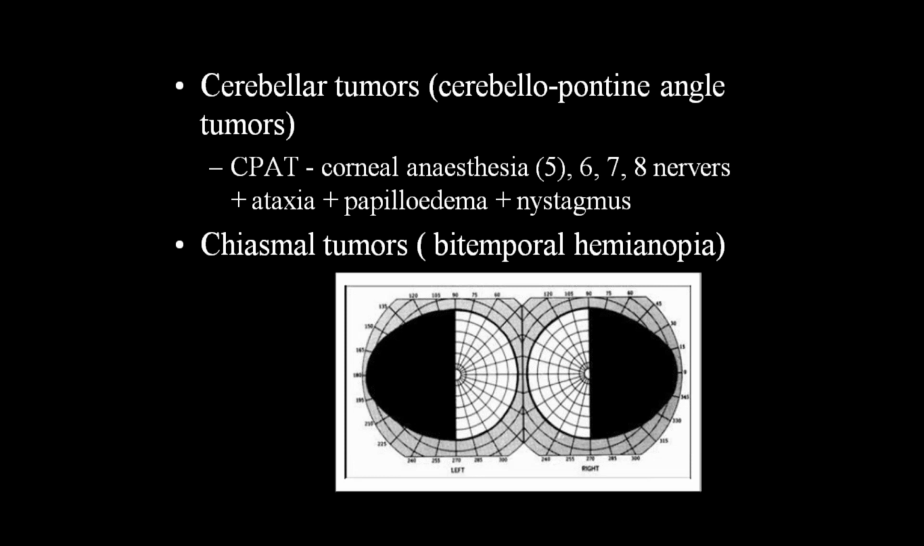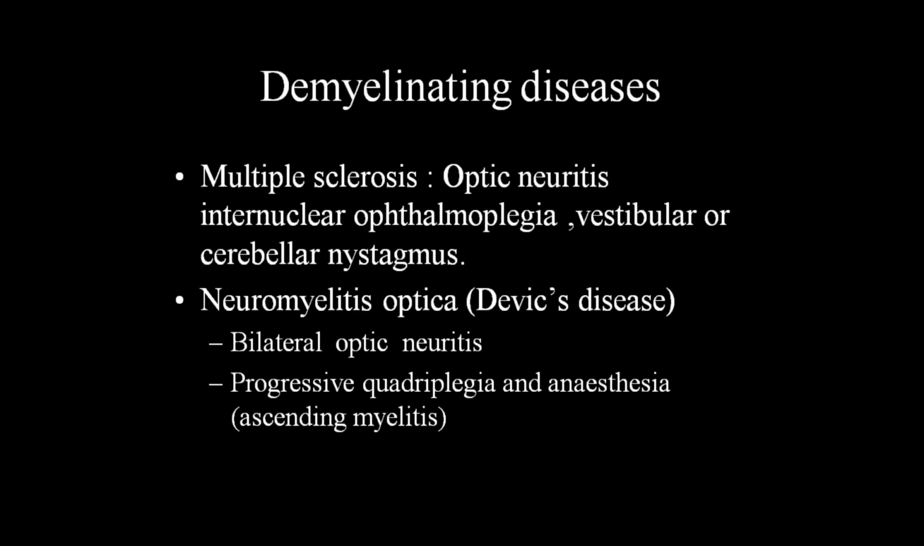If there is a tumor or a problem in the chiasma, this is how the patient presents with a field defect. It is called bitemporal hemianopia, because the temporal aspects of the fields are affected, and it is present in both eyes, so it is called bitemporal hemianopia.